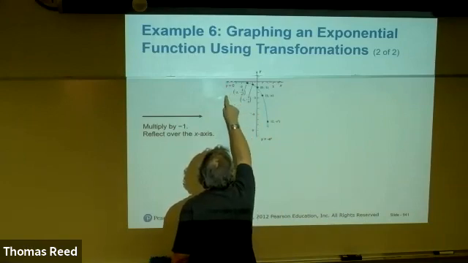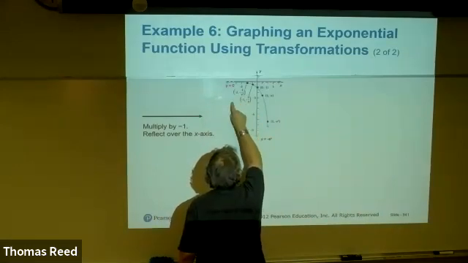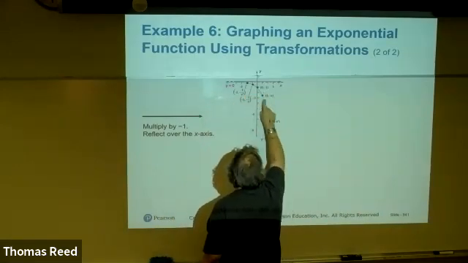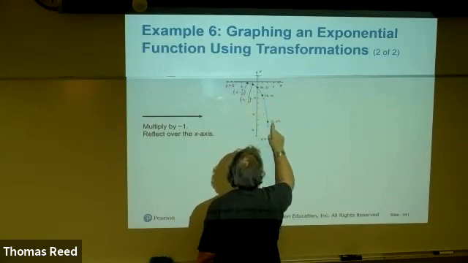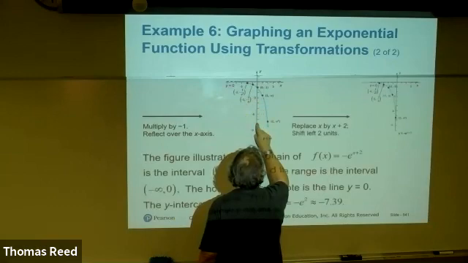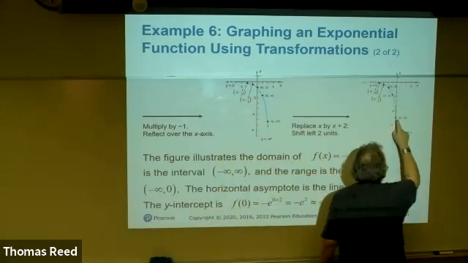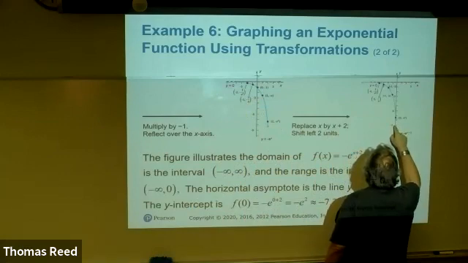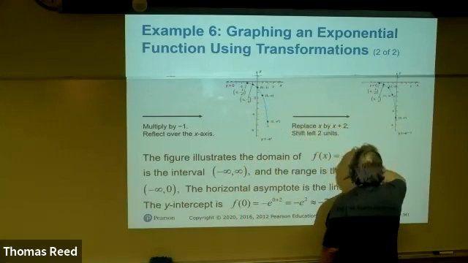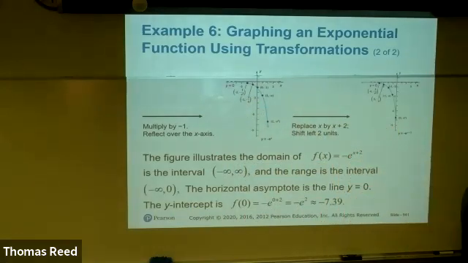So this negative 2 becomes a negative 4. This negative 1 becomes a negative 3. This 0 becomes a negative 2. This 1 becomes a negative 1. And this 2 becomes 0. And that's what we have here. I meant to resize this so it's closer to that. Any questions here?